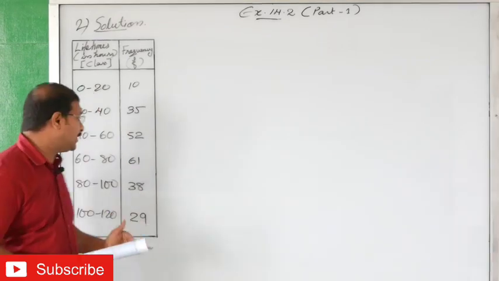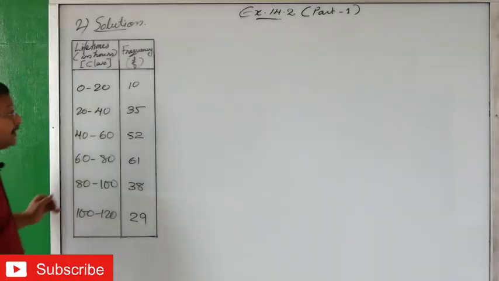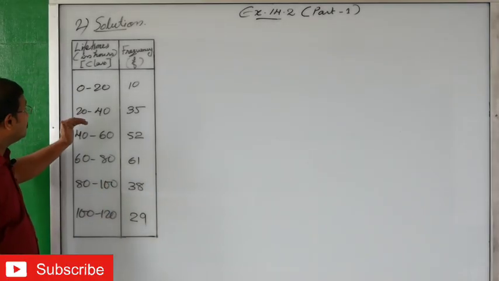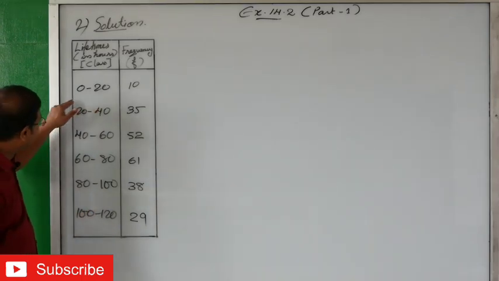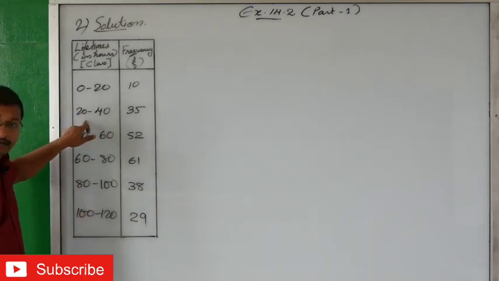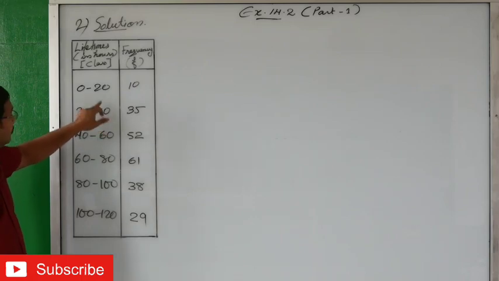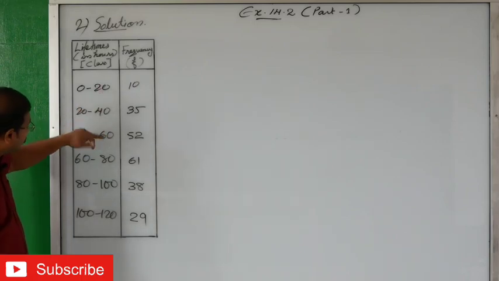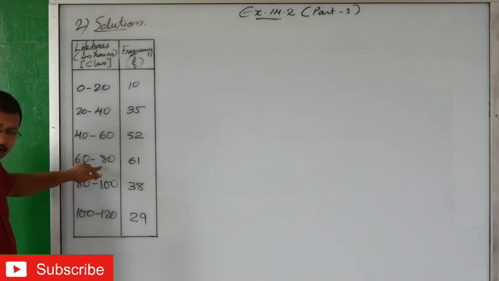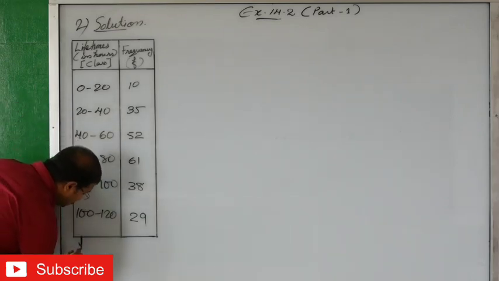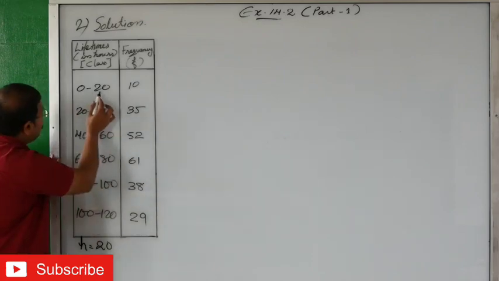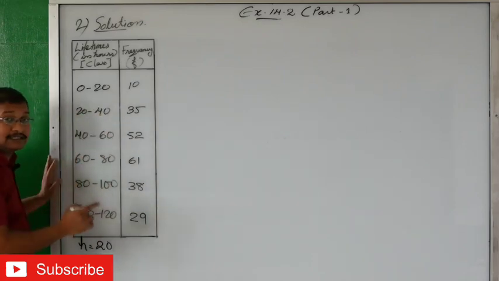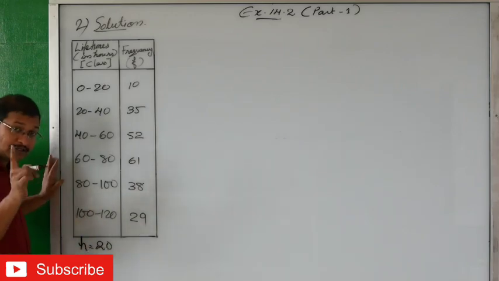Ready? Means we want to find out the mode. So already the lifetime is given, 0 to 20. Now from here, what is the difference in between that, or the class interval? See, 0 to 20, 20 to 40, 40 to 60, 60 to 80. What is the difference here? Yeah, h equals 20. How did we get that? Second minus first. That means 20 minus 0. Otherwise 40 minus 20. So we got it, h equals 20.